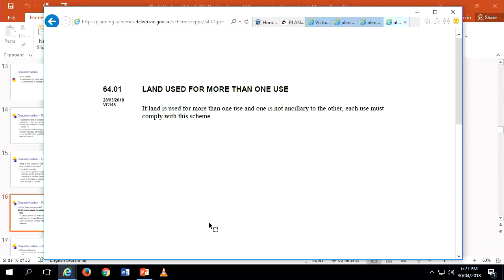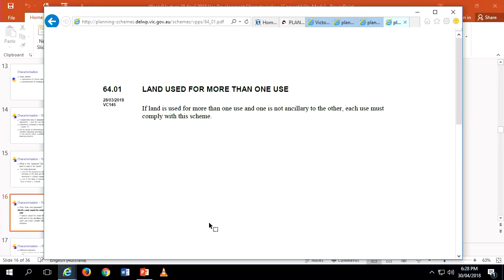Okay, so we were looking there in a small way, just the beginning in a sense, of existing use rights. There's another quite closely related principle. Many of the approaches used have at least some overlap, which is thinking about land being used for more than one use. Let's just read what the planning scheme says, because the first time I read this, I thought, wow, that's kind of ambiguous and somehow glib. If land is used for more than one use, and one is not ancillary to the other, each use must comply with the scheme.